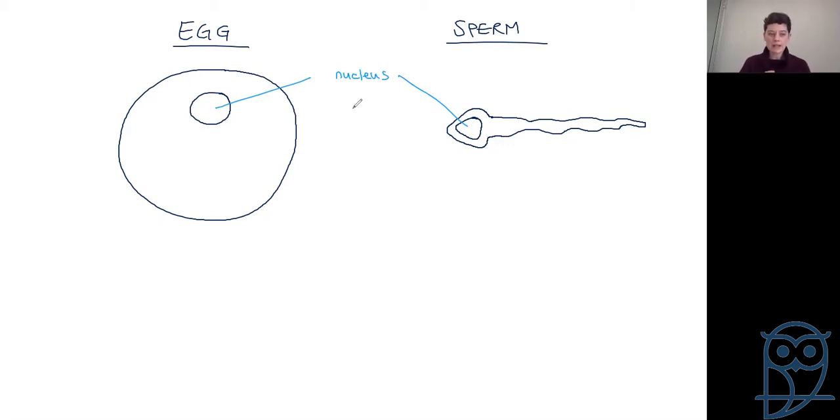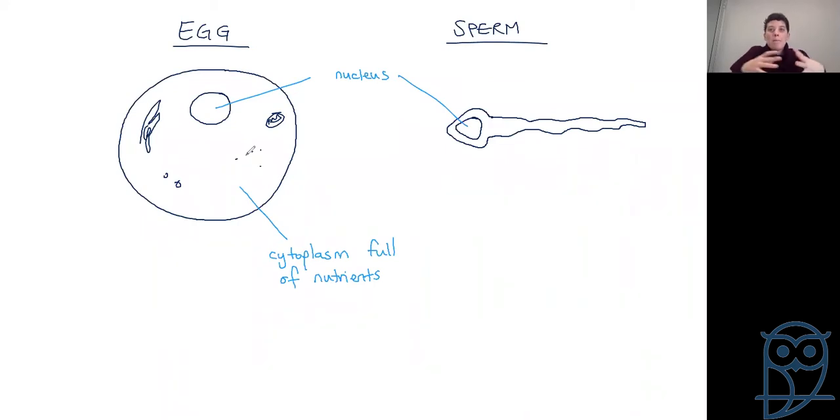So we have half the genetic information, but what else have we got going on? What other specializations? Our egg cell is a large cell. We have a cytoplasm full of nutrients, extra nutrients. We still have our rough endoplasmic reticulum, our mitochondria, our vesicles, our ribosomes, everything like that general cell. But it's a big cell. It's got extra nutrients in.